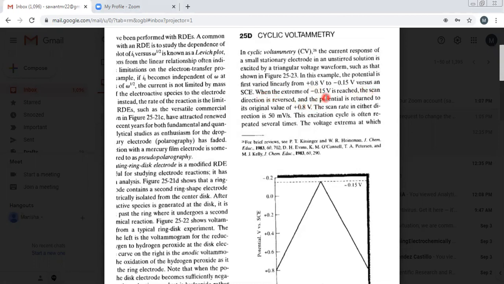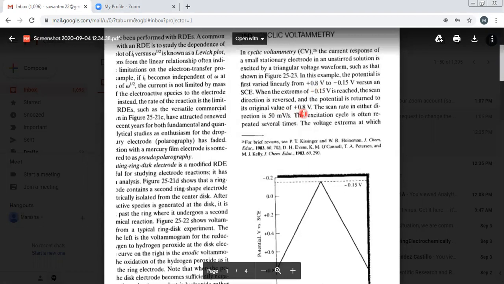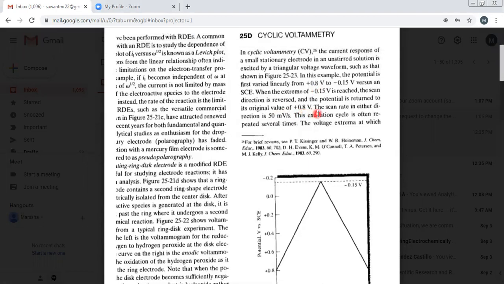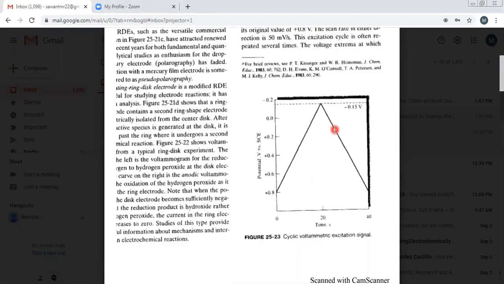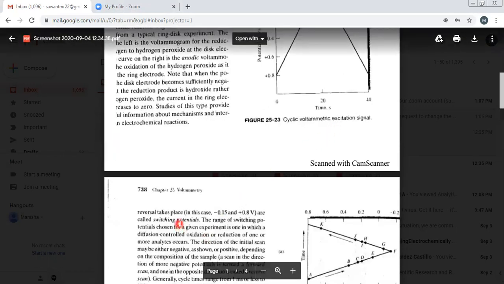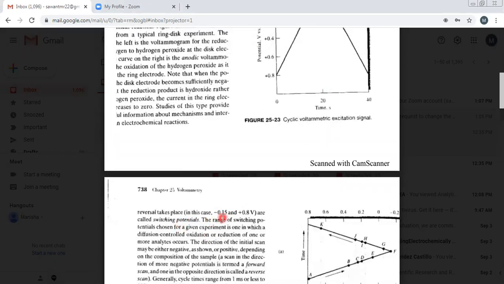When an extreme of minus 0.15 volt is reached, the scan direction is reversed and the potential is returned to its original value of plus 0.8 volt. The scan rate in either direction is 50 millivolts per second. This excitation signal is often repeated several times. The voltage extrema at which the reversal takes place in this case are minus 0.15 volt and plus 0.8 volt.